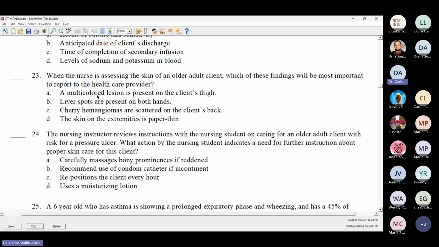You know that A stands for asymmetry, B for irregular borders, and C is different colors, irregularity of the coloration of the lesion. So this is a criterion of a malignant mole. For that reason, it should be the first to be reported for this client, while the others are expected in the aging process. Learning these A, B, C, D, E criteria for skin cancer is frequently tested in English.